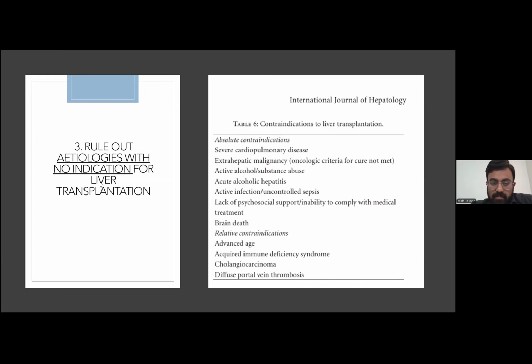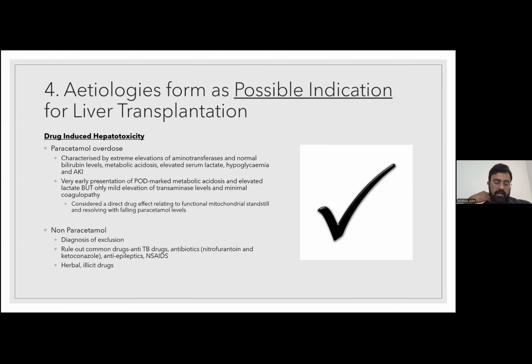Age and acquired immunodeficiency syndrome has changed quite a lot depending on the centers that you're working in. But I thought it was a nice slide to just add so that we are aware that we must look for things like severe cardiopulmonary disease. So the fourth thing in the EASL guideline is to look for etiologies that have a possible indication for liver transplantation. And we've touched on this quite a lot already in the previous slides.